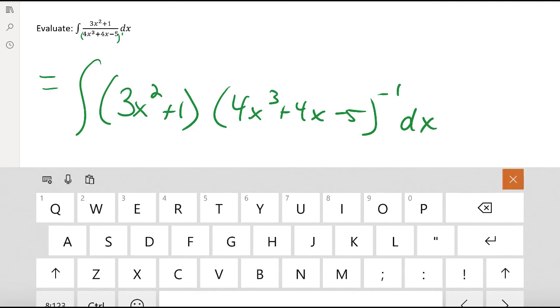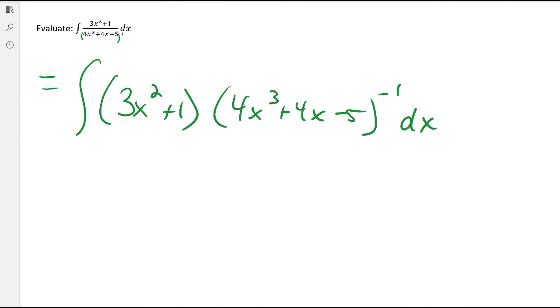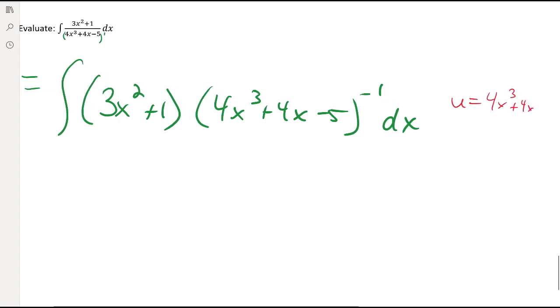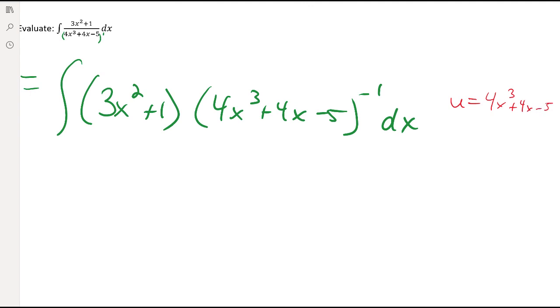Now, that negative 1 power is a dead giveaway. That means that for this to work, u has to be 4x cubed plus 4x minus 5, which indicates that du is 12x squared plus 4 dx. Remember, du is the derivative of whatever you say u is. All right, do the differentials match up exactly? They do not. So what do we do?